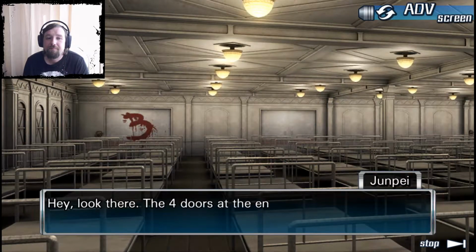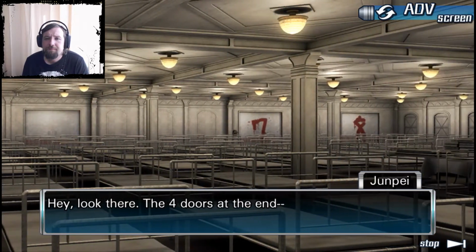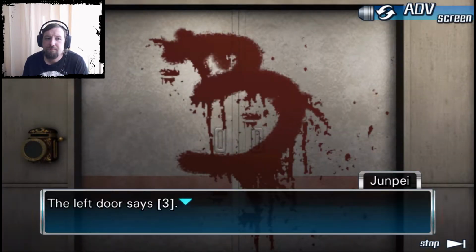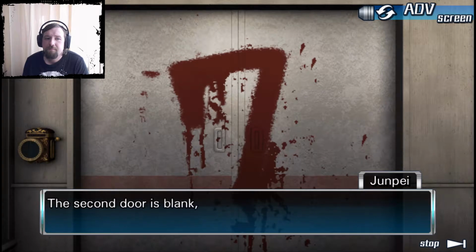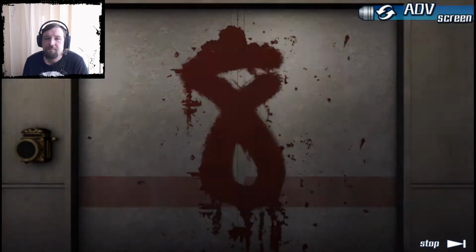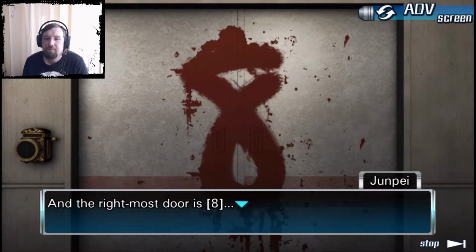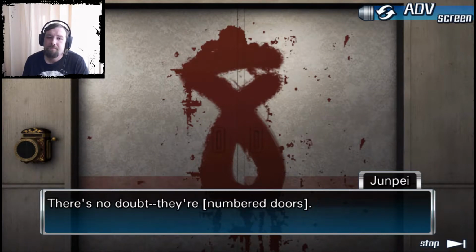Hey, look there. The 4 doors at the end. Except this one. The left door says 3. The second door is blank, but the third has a 7. And the rightmost door is 8. There's no doubt. They're numbered doors.